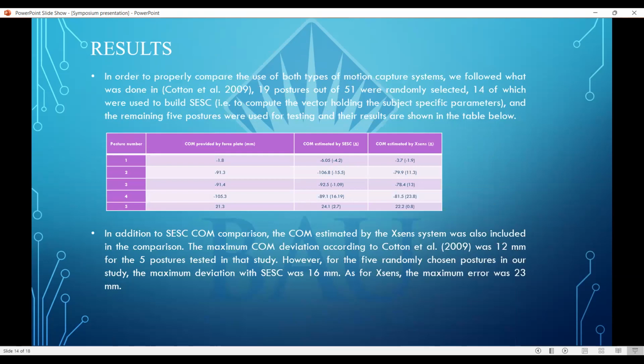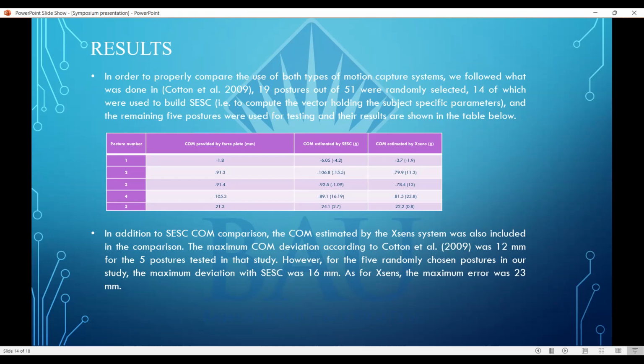Now we move to the results part. In order to properly compare the use of both types of motion capture system, we followed what was done in the previous study. We took 19 postures out of 51 because in that study they only used 19 postures, and they selected randomly 14 of them to build the SESC model, and they used only 5 to determine the accuracy of their model.